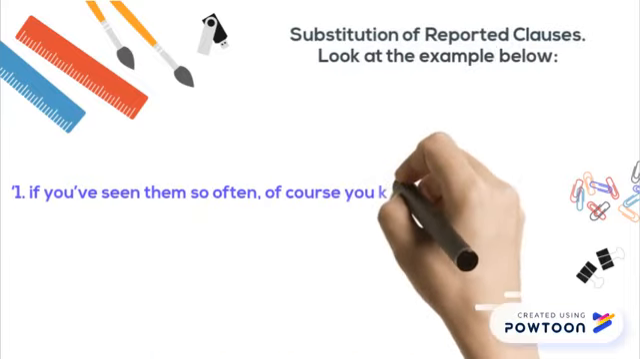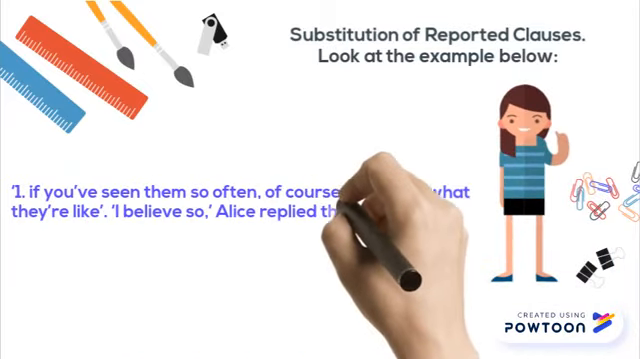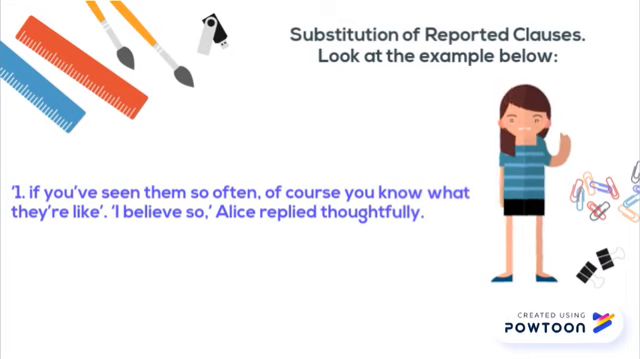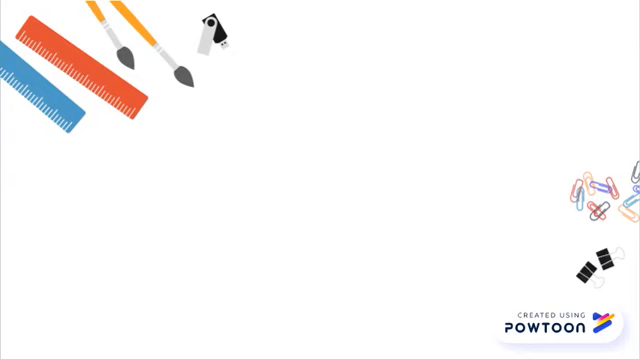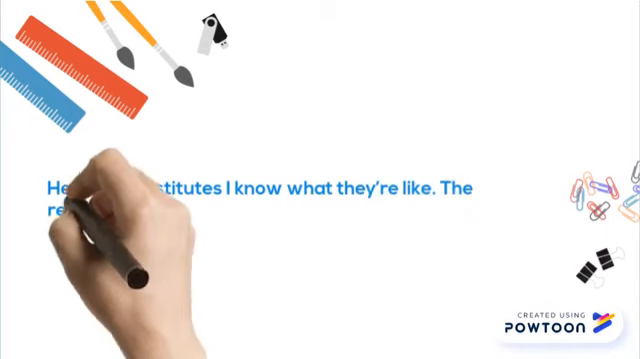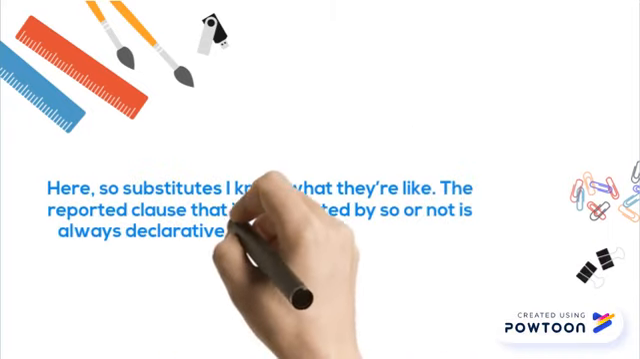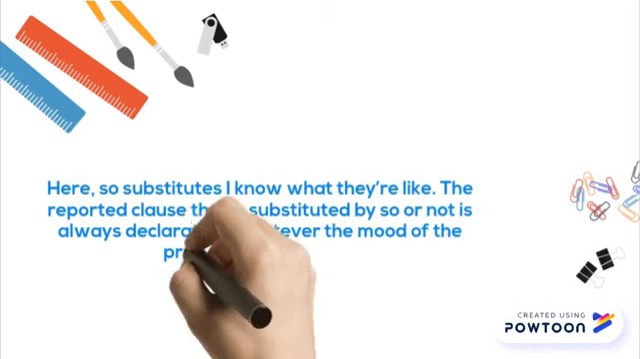1. If you have seen them so often, of course you know what they are like. I believe so, Alice replied truthfully. Here, so substitutes I know what they are like. The reported clause that is substituted by so or not is always declarative, whatever the mood of the presupposed clause.